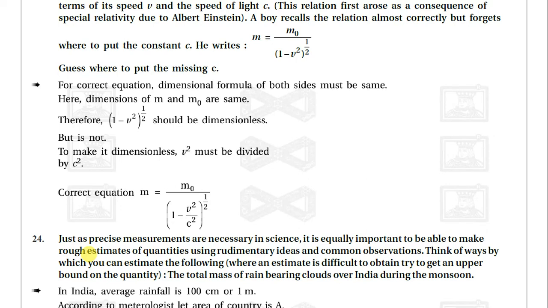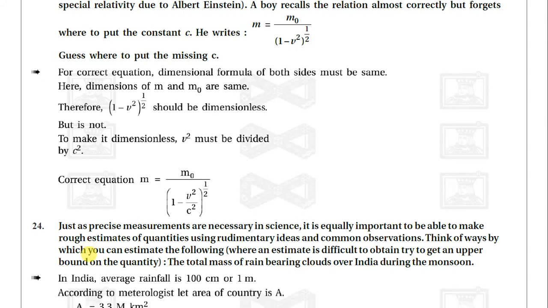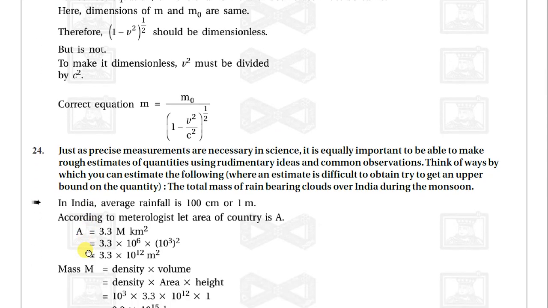Just as precise measurements are necessary in science, it is equally important to be able to make a rough estimate of a quantity using rudimentary ideas and common observations. Think of ways by which you can estimate the following. Where an estimate is difficult to obtain, try to get an upper bound on the quantity.